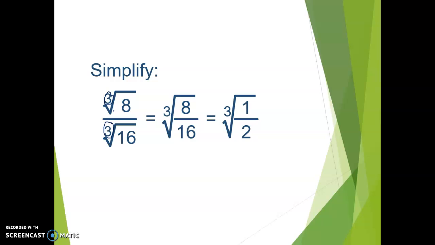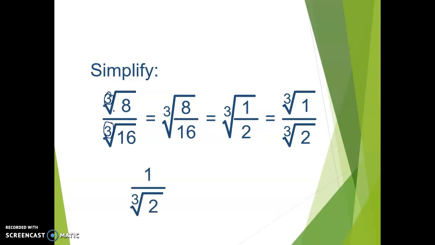We're then going to split it back into two parts, the cubed root of 1 over the cubed root of 2. And now we need to rationalize the denominator. Now this time, because my index is 3, I can't just multiply it by 1 cubed root of 2. I actually need to multiply it by 2 cubed roots of 2 so that I have 2 cubed and a cubed root, and they'll cancel each other out.